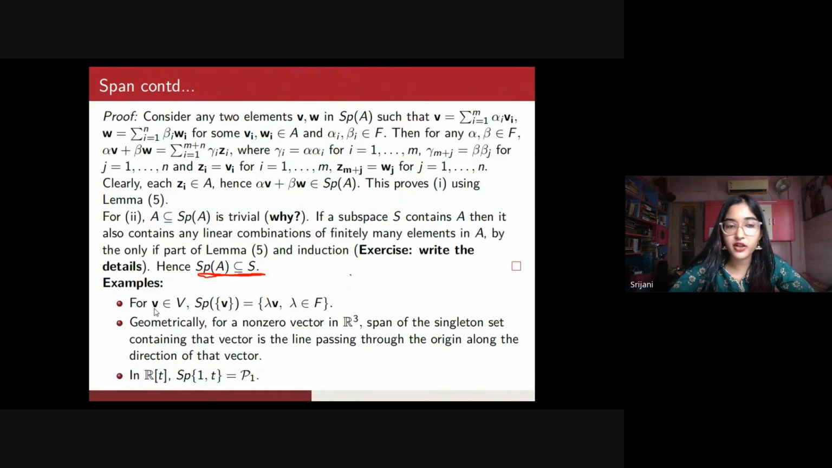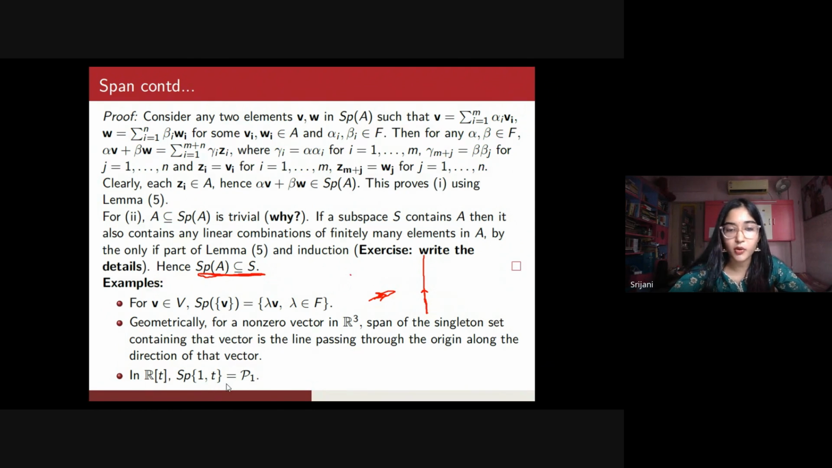Now examples for a singleton vector, a single vector. In R2, for example, I will give a better example. Say the j cap vector. What is the span of the j cap vector? The y-axis, right? The entire line, the y-axis. So in R2, the span of a single vector is that entire line. And a vector is always defined to be starting from the origin, so that line will always pass through the origin. So it will always form a subspace.